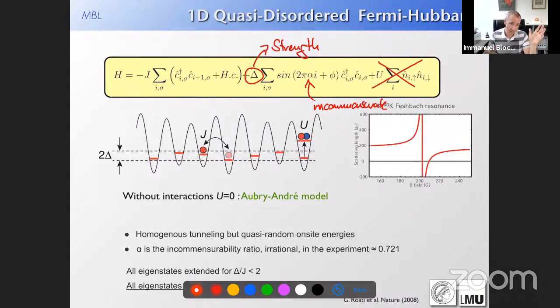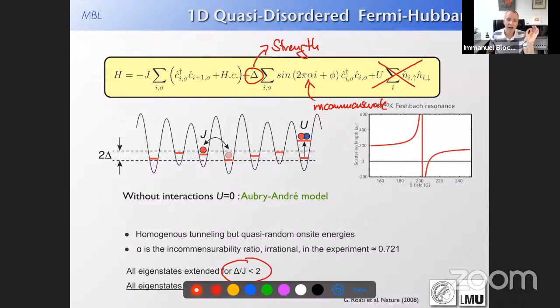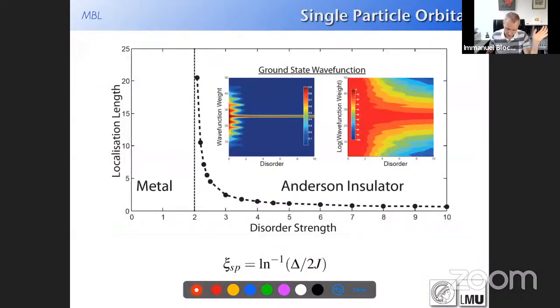For the Aubry-André system, for delta over J smaller than 2, all the eigenstates are extended. And for delta over J larger than 2, all the eigenstates are exponentially localized. So let me show you that. Here I just diagonalized the system, and I plotted the ground state wave function that you can see here. So this is the wave function weight, and on the vertical axis I have my lattice sites.